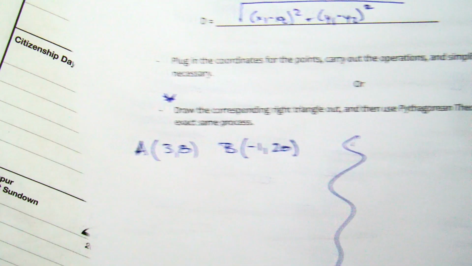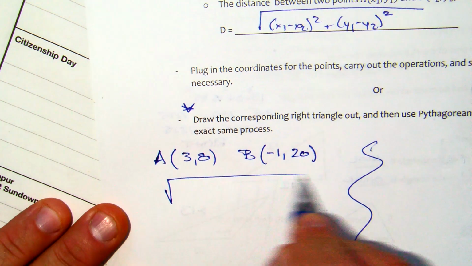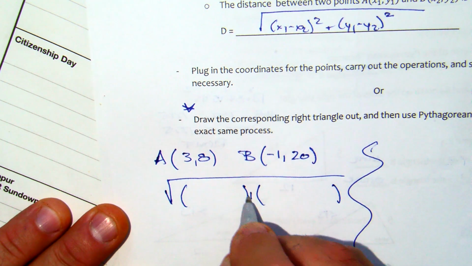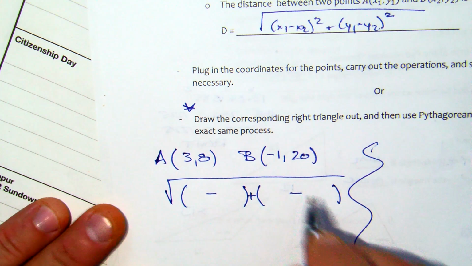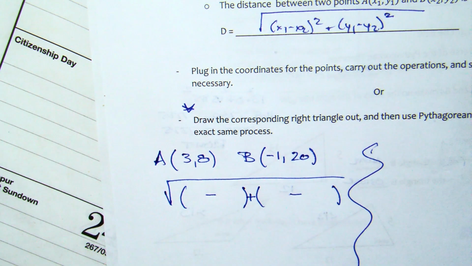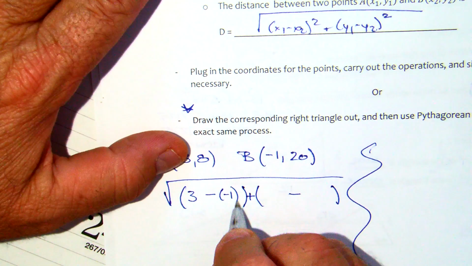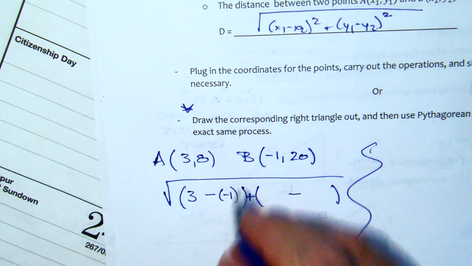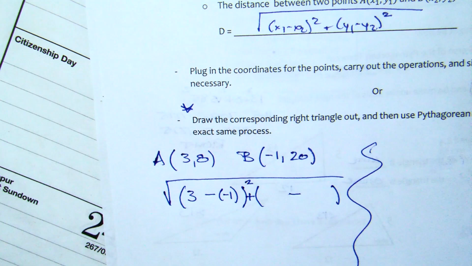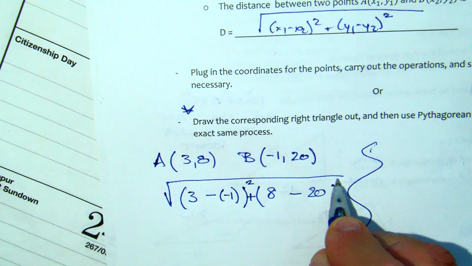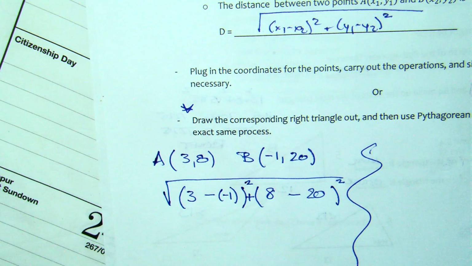Alright. So if we want to use the distance formula, we've got all this punctuation we have to worry about. It's subtraction between the coordinates and addition outside the coordinates. So that could be the 3, that would be the negative 1. They could also be switched, but that's squared. Now I look at the y's, that would be 8, that would be 20, again that's squared. Again, order is not going to matter.